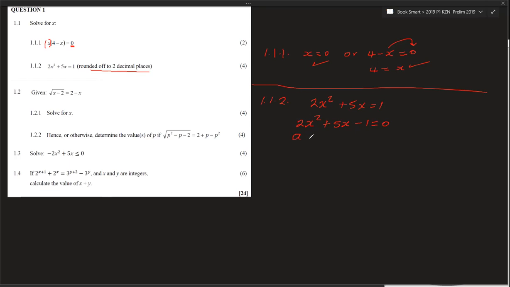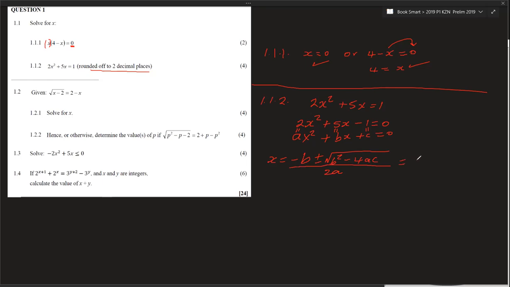Remember, ax squared plus bx plus c equals 0. You need your trinomial to be in this form first before you can use the quadratic formula, which we already have here. So I can see that my a is 2, my b is positive 5, and my c is negative 1. So I can go to my quadratic formula now. x equals negative b plus minus the square root of b squared minus 4ac all over 2a.